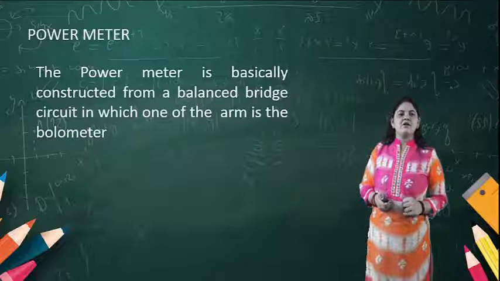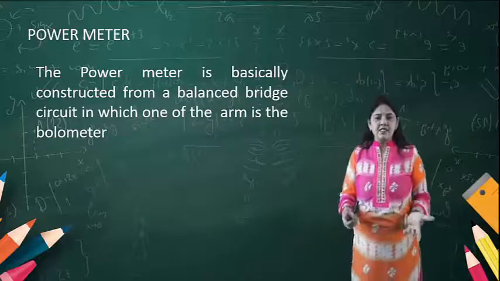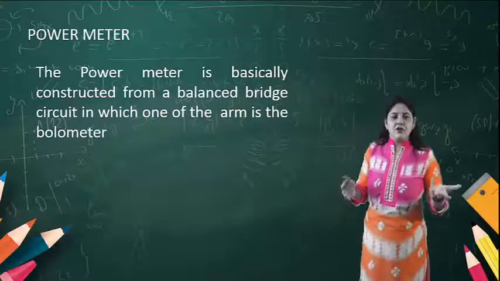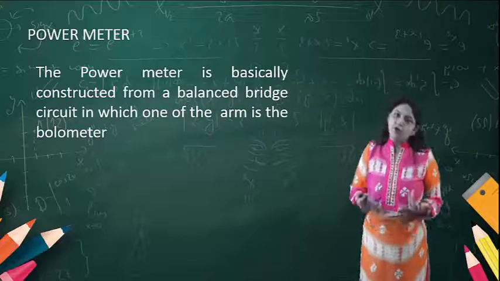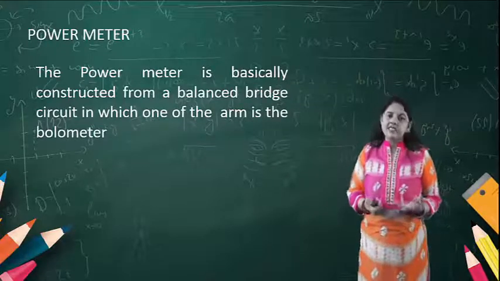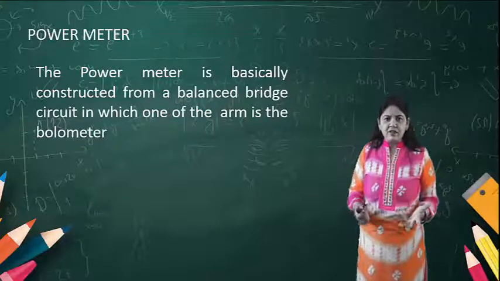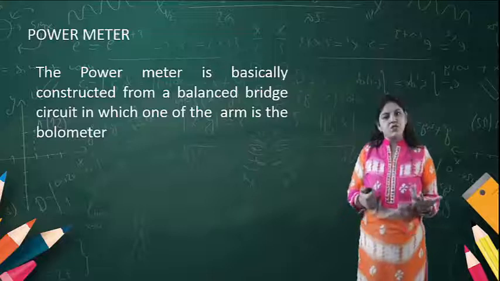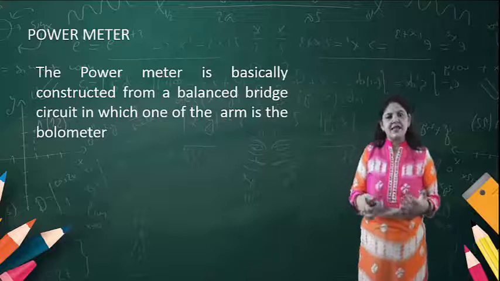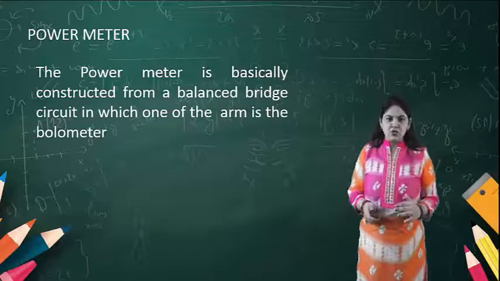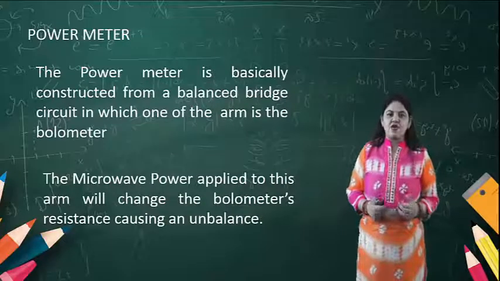Now, what is the power meter? A power meter is basically constructed from a balanced bridge circuit, and in that, bolometer circuitry can be used. In this kind of power meter, what changes? While you are applying the microwave, the resistance changes, and according to that the output produced by that circuitry also changes.